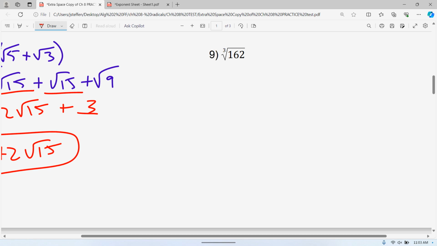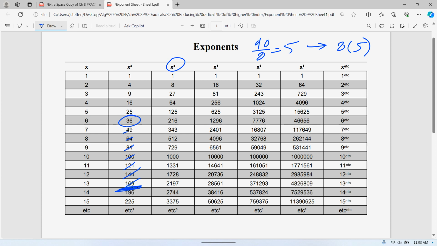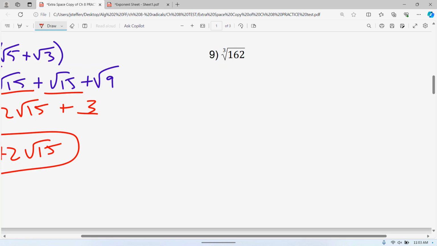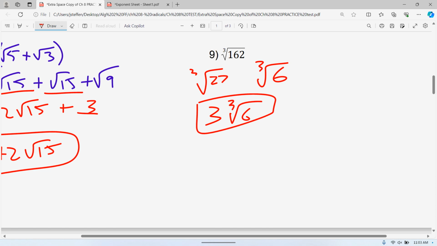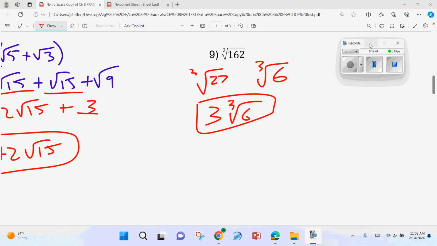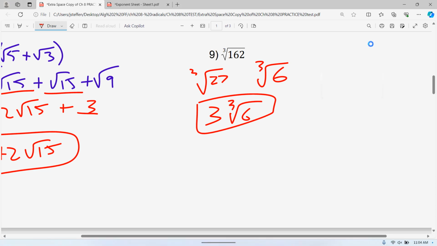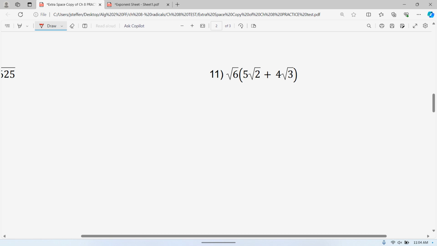Then number 9, we had the third root of 162. Again, if you get the root, 162 is about right here. If you do trial and error, 125 doesn't work, 64 doesn't work, but 27 does. 27 times 6. So this is 27, the third root of 6, and the third root of 27 is 3. So this one's just a normal reducing problem, not anything fancy with that. Okay, moving on.